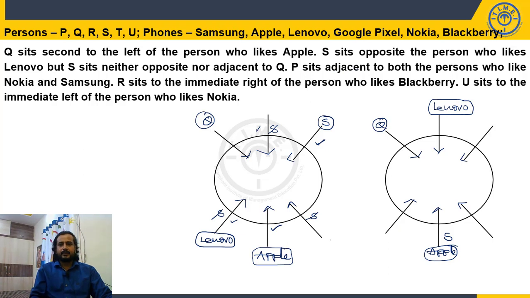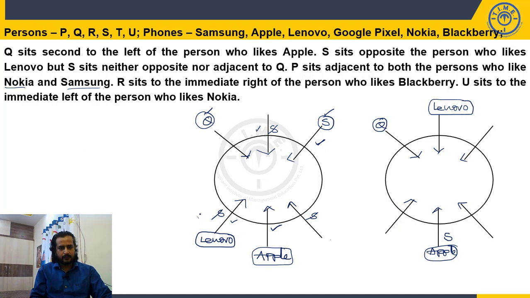Next, P sits adjacent to the person who likes Nokia and Samsung. Okay, so P is adjacent to both Nokia and Samsung. Let's see where it is possible. P sits adjacent to both the person who likes Nokia and Samsung. Now, can I take the P here? Tell me. So it is already Q. It is already S. Let me check each and every case.